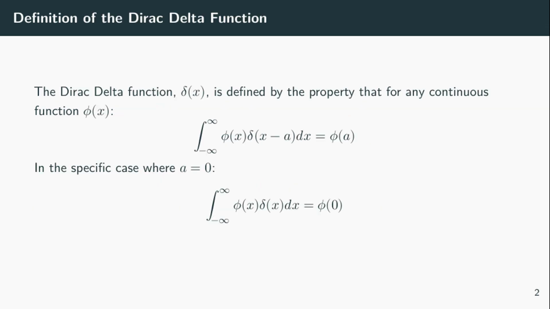Now, before we calculate the transform, let's remember what the Dirac delta function actually is. The Dirac delta function delta of x is defined by a particular property. This property tells us that for any continuous function you might have, let's call it phi of x, if you integrate phi of x multiplied by delta of x minus a over the entire real line, the result is simply the value of the function phi evaluated at the point a. Specifically, and this is the case we'll use most often, when a is 0, the property simplifies: the integral from minus infinity to infinity of phi of x multiplied by delta of x dx is just the value of phi evaluated at 0, which is phi of 0.